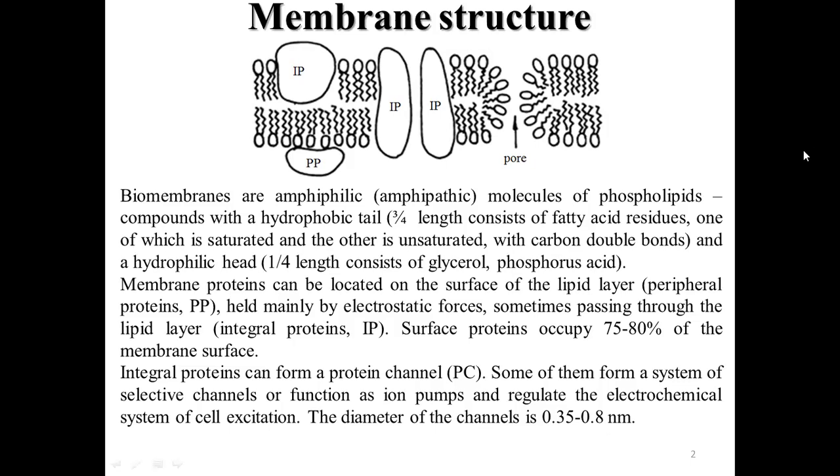Membrane proteins can be located on the surface of a lipid layer, as you can see in this picture. In this case, we call them peripheral proteins. They are held mainly by electrostatic forces, sometimes passing through the lipid layers. In this case, we call them integral proteins, and they can form protein channels. Surface proteins occupy 75–80% of the membrane surface.